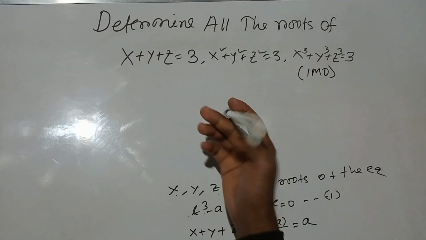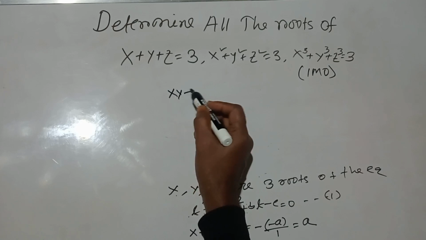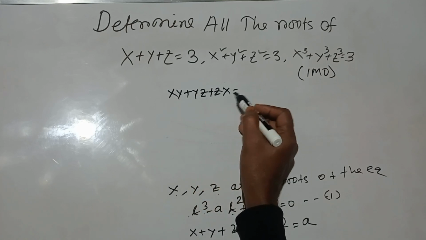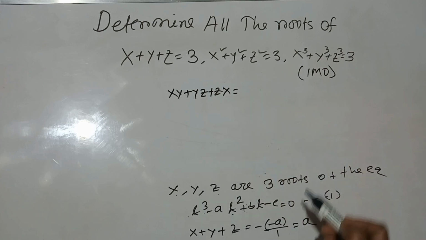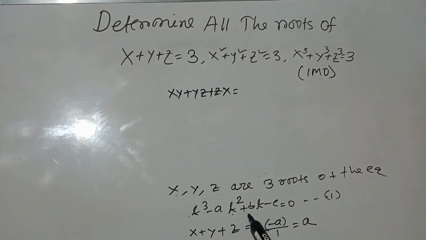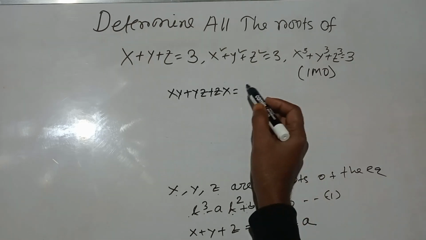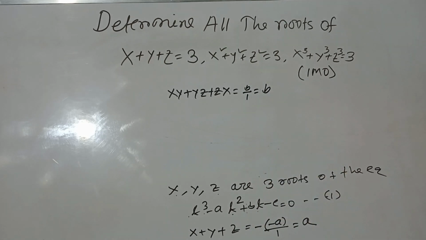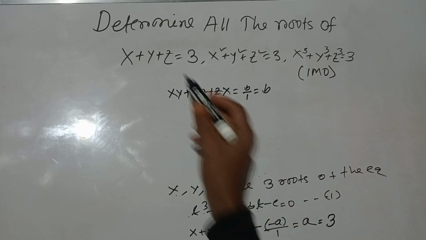In the same way, xy plus yz plus zx, that is property 2, is c over a. Here the coefficient of t is b, over a which is 1, so simply b. So x plus y plus z equal to a, and we know that this is simply 3, because x plus y plus z is 3.